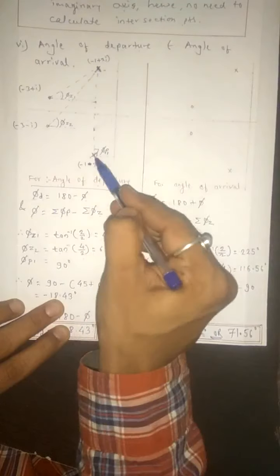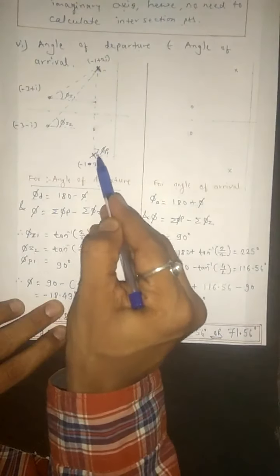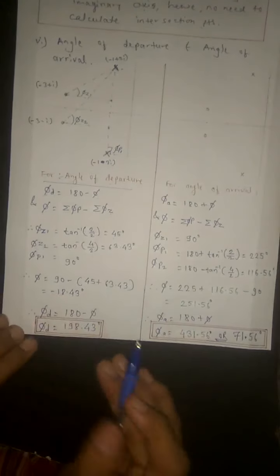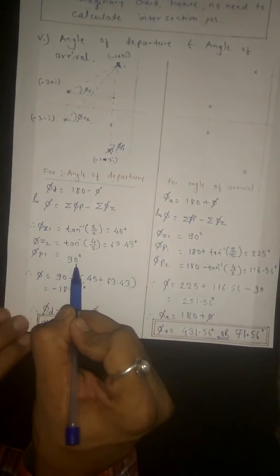And lastly phi p1. So we connect this pole to this pole and draw a horizontal line. This angle is directly 90 degree. So phi p1 is 90 degree.